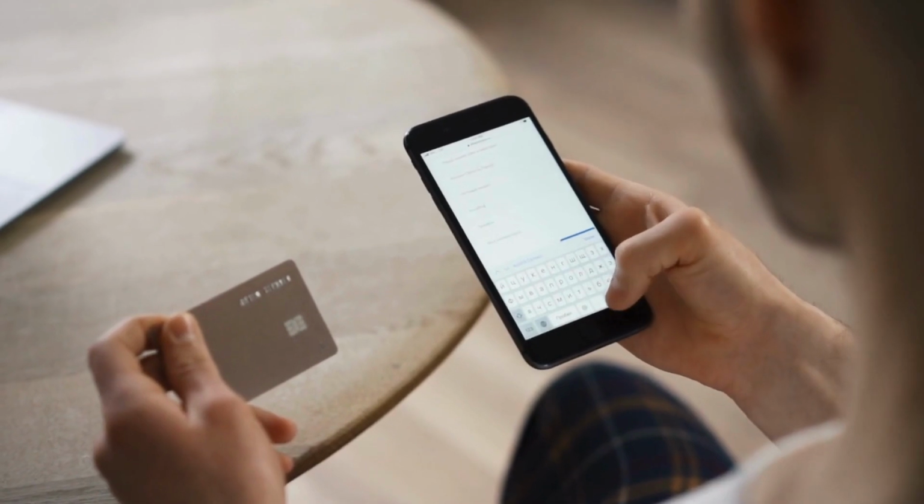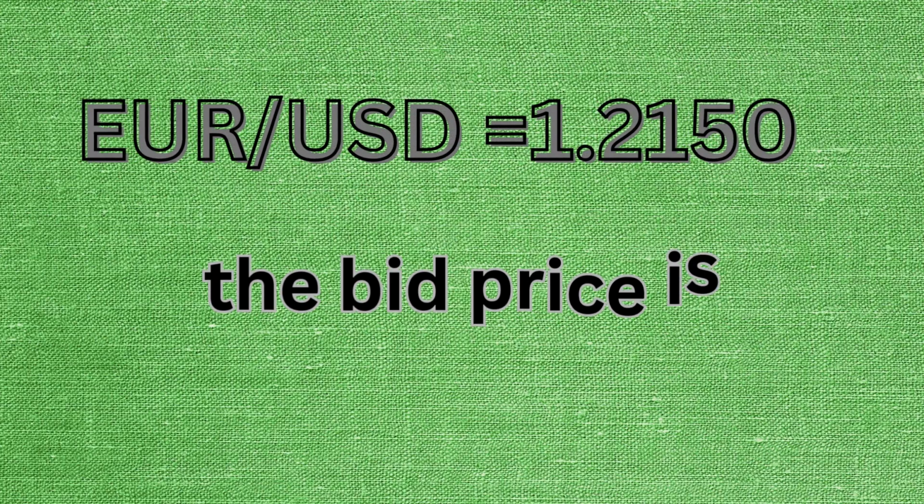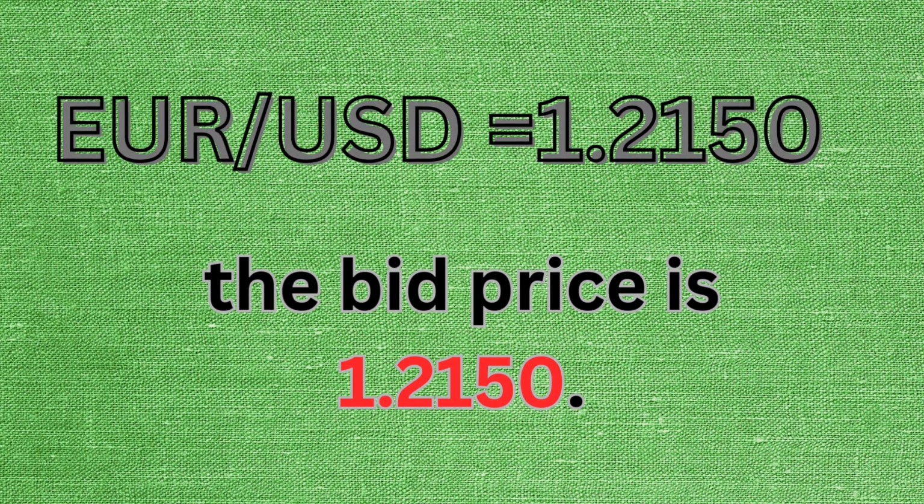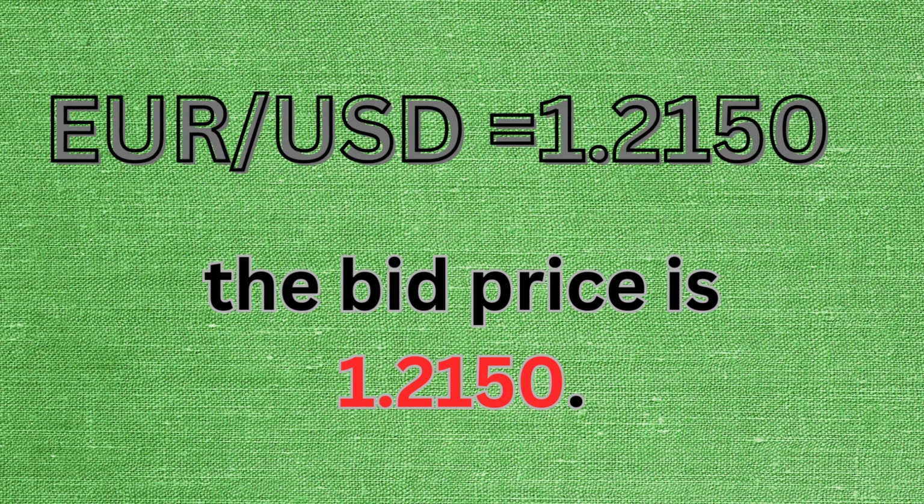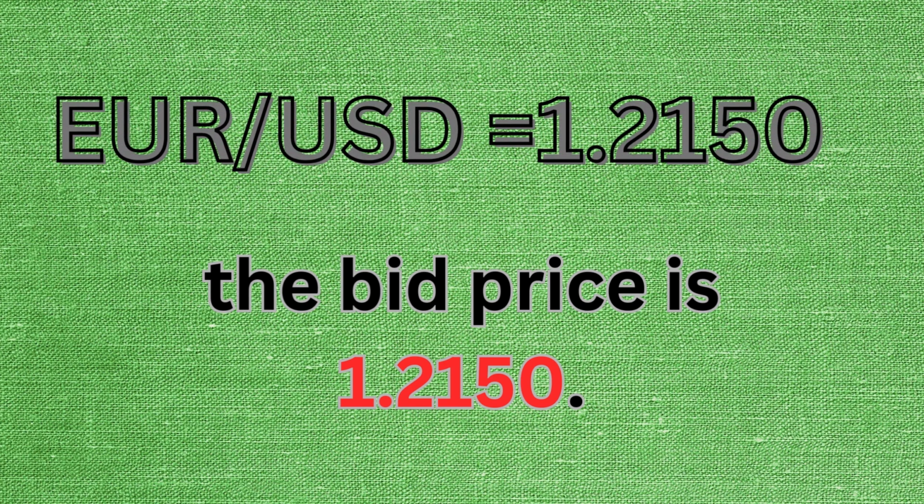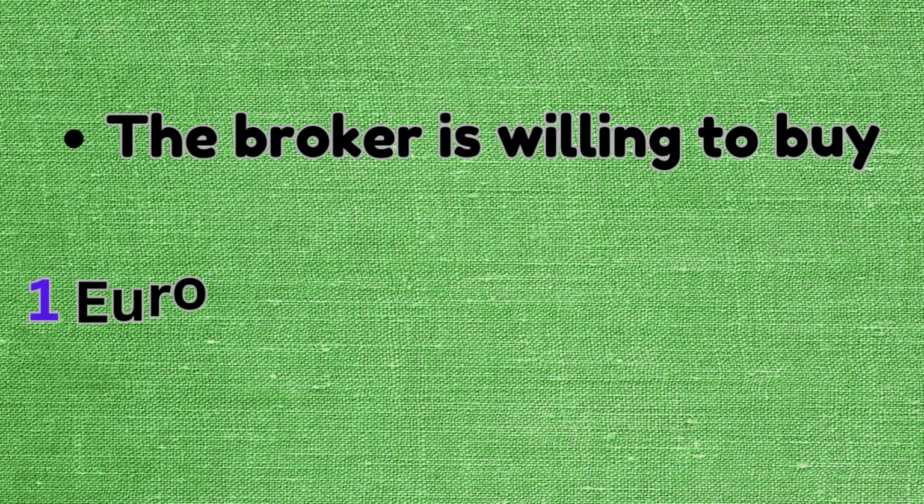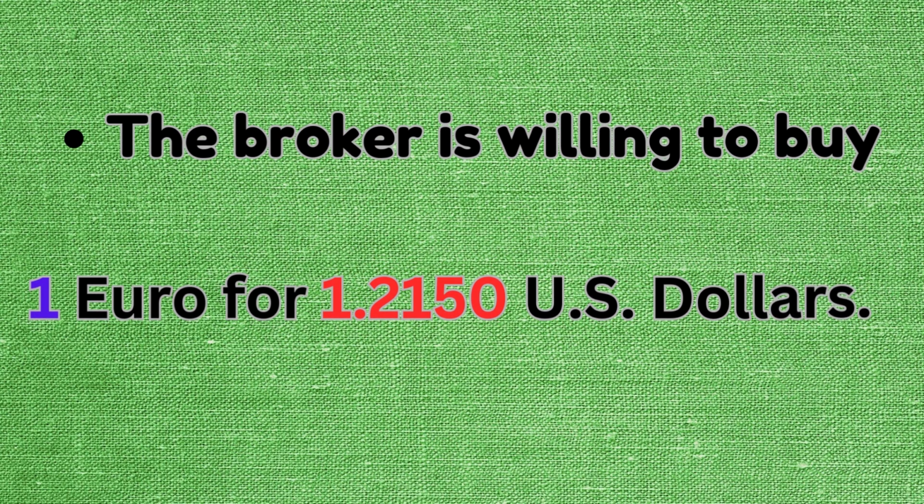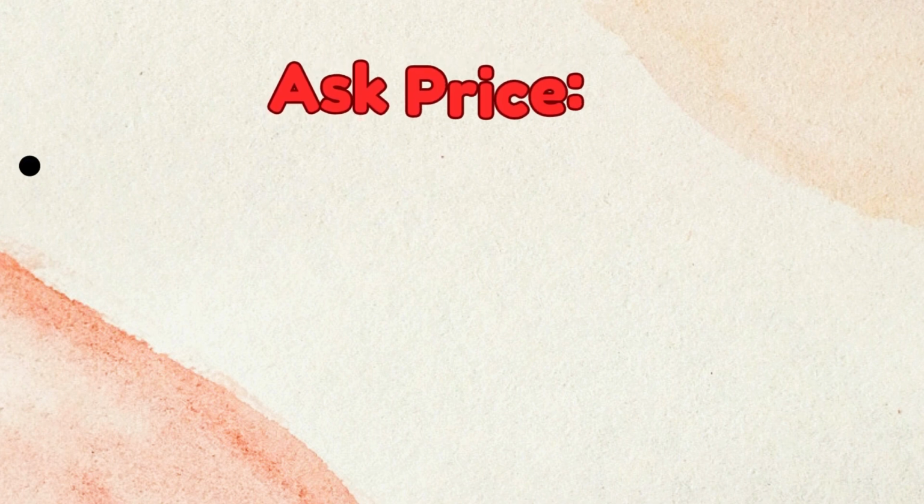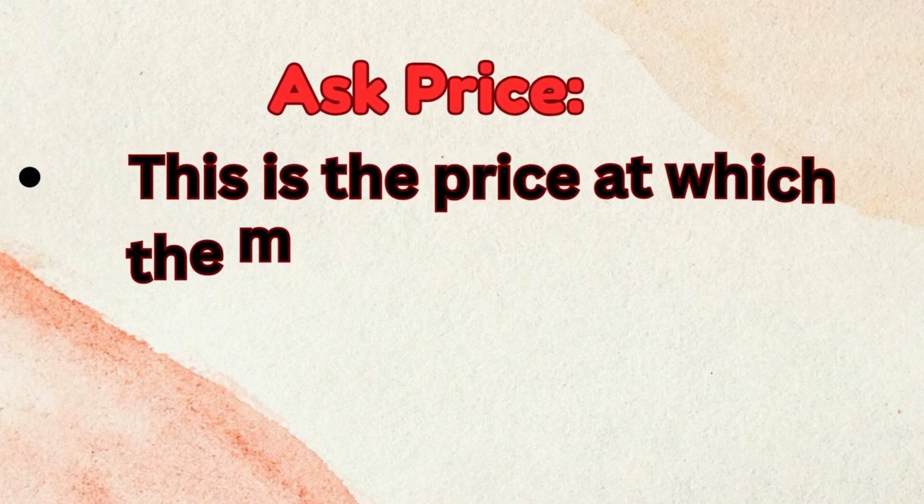I hope you get that. For example, if you see a quote, let's say EUR/USD equals 1.2150, the bid price is 1.2150. This means the broker is willing to buy 1 euro for 1.2150 US dollars. The next thing we need to learn here is the ask price.